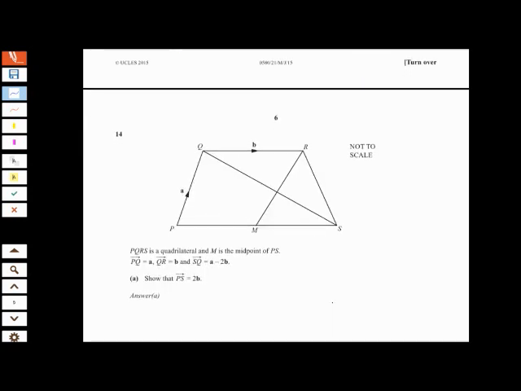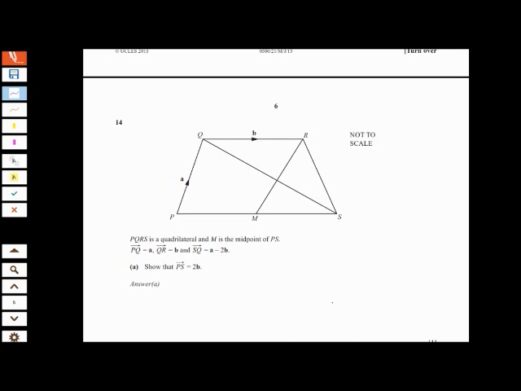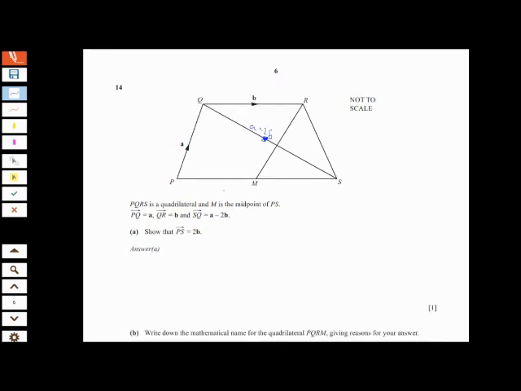So for this, PQRS is a quadrilateral and M is the midpoint of PS. PQ equals A, QR equals B, SQ is A minus 2B. So from this, we know that SQ is in this direction, and it equals A minus 2B. Right, show that PS equals 2B. PS is basically this one.